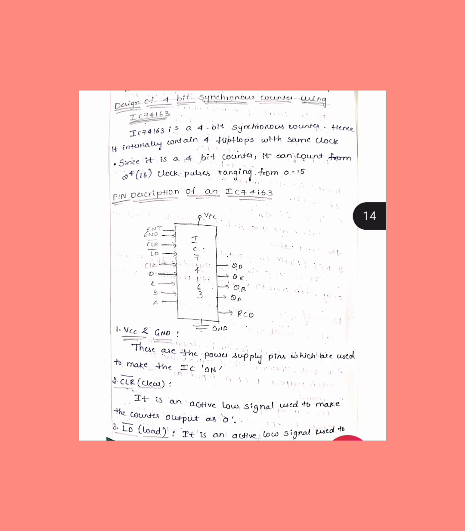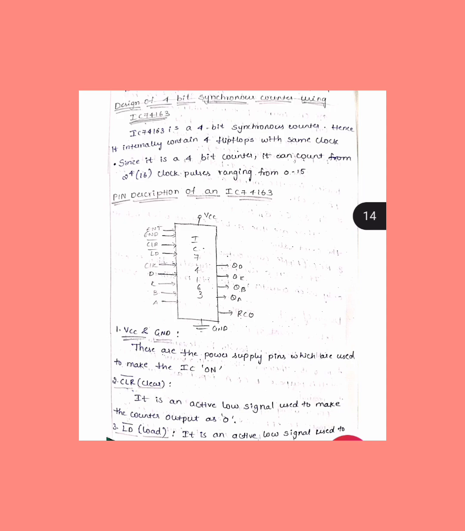And you can also see load bar. It is an active low signal, and it is used to load the starting value of the counter with the preset inputs DCBA, any preset inputs you can have. That means the initial value or starting value can be 0000 or any other value. And the fourth pin is the clock pulse. Through this pin, clock pulses are applied to the counter for the counting operation.